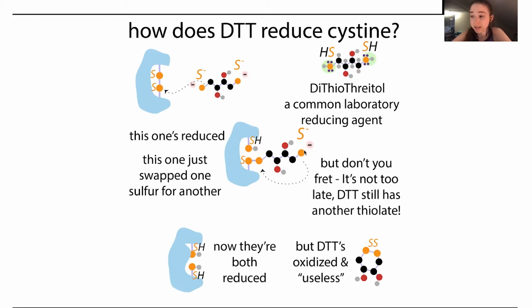But the DTT on this other end still has a thiolate, so it can attack and form this ring thing. And so one thing you'll see though is that when you reduce something, you're oxidizing something else. And so we've oxidized the DTT, and now it's kind of useless as a reducing agent. But it has done its job.